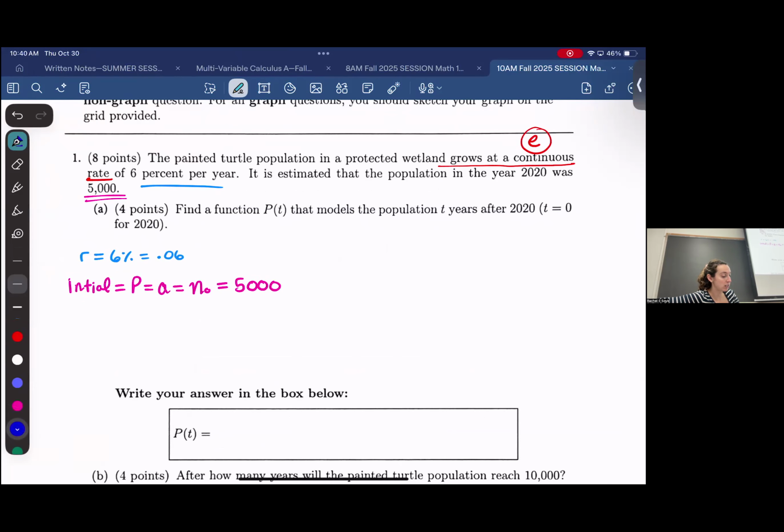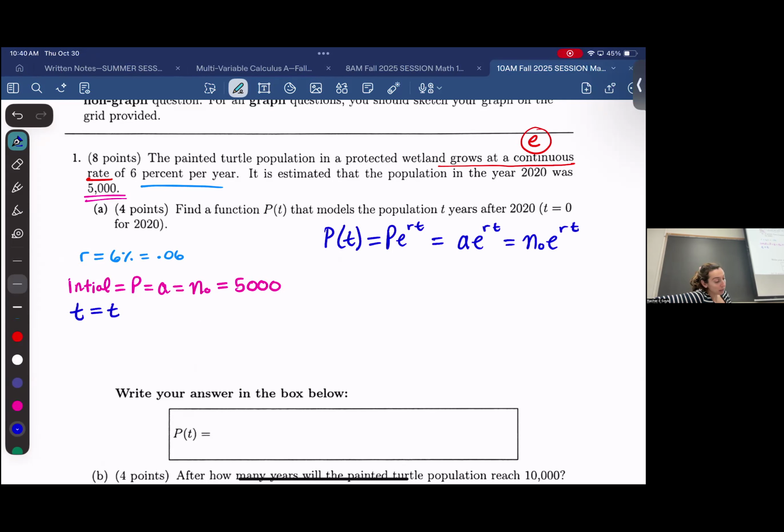And so this first part of the question is asking, find a function P of T that models the population T years after 2020, which is just saying when T is equal to 0, we're starting at our y-intercept. We're at the initial amount. So we're going to keep T as T because we're just finding our general equation. And our general equation for any exponential growth function is PERT, P e to the rT, or again, A e to the rT, or N e to the rT. These are all synonyms of one another.